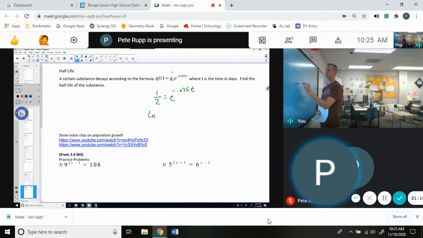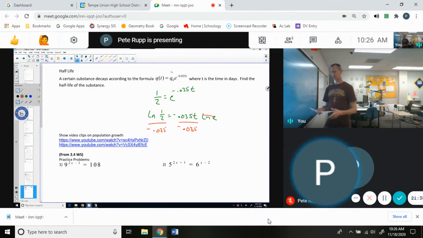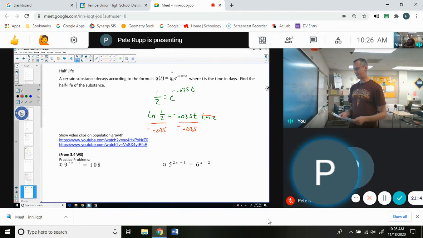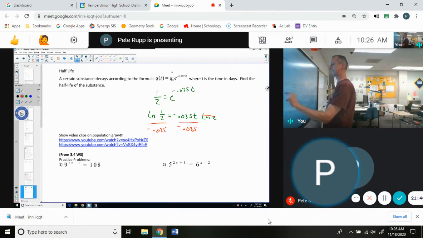So I have natural log of 1/2 equals negative 0.035t. Natural log of e, again, same thing as last time. It's nice because natural log of e is 1. And then divide by negative 0.035. So in your calculator, you would type in natural log of 1/2 divided by negative 0.035, and you're going to get that t is approximately 19.8 days.